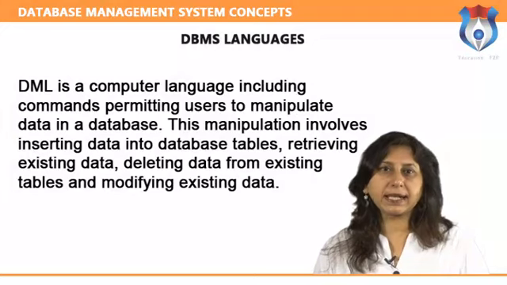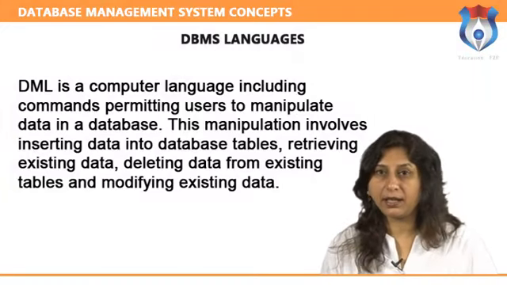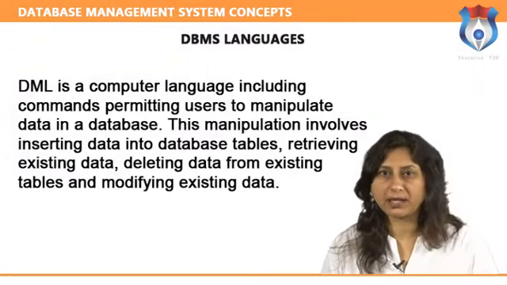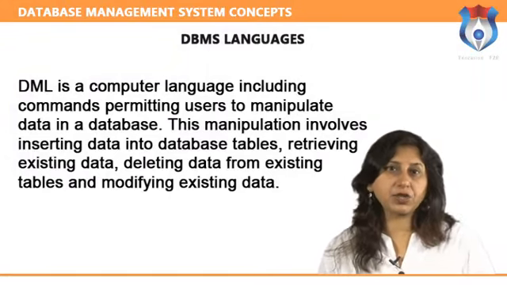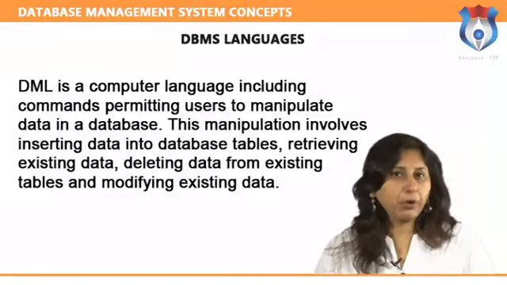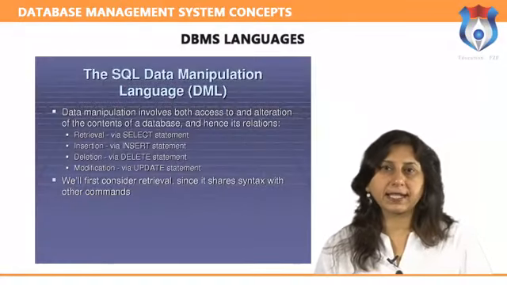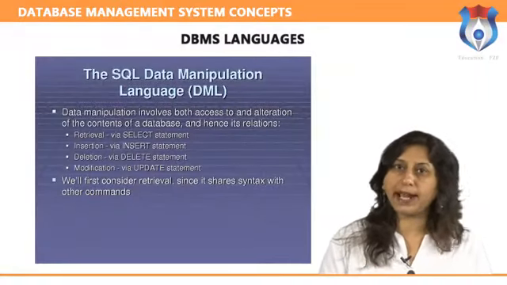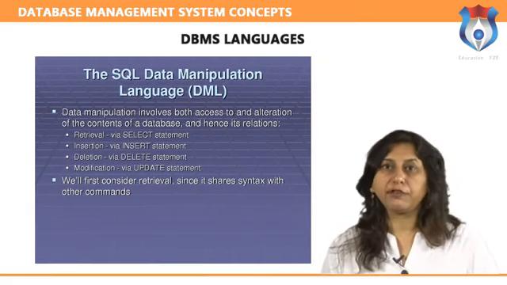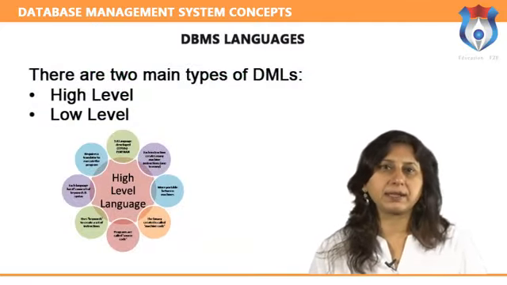Once the database schemas are compiled and the database is populated with data, users must have some means to manipulate the database. Typical manipulations include retrieval, insertion, deletion, and modification of the data. The DBMS provides a set of operations or a language called the Data Manipulation Language (DML) for these purposes. Let us study the main types of DMLs.